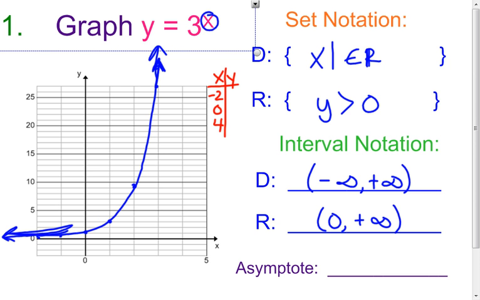Okay? Your asymptote, again, is a line that it approaches but never touches. And it would approach this line right here, and I should have made it dotted, sorry. But that would be your asymptote in this case. And your asymptote would be the horizontal line y equals 0.